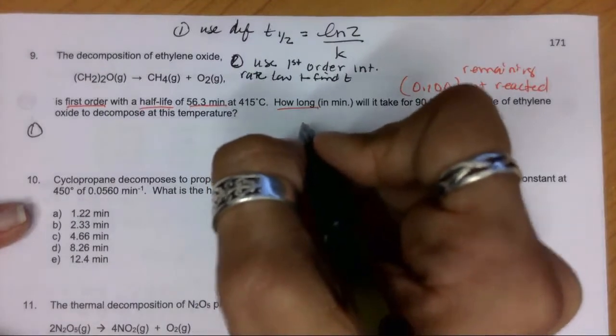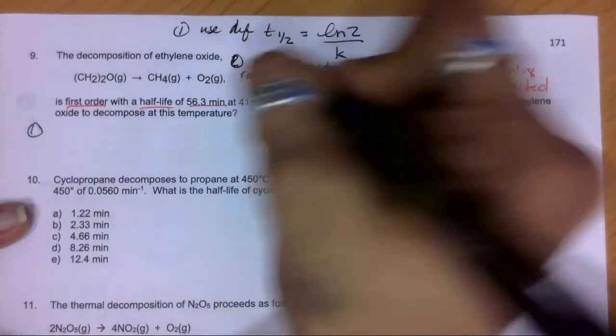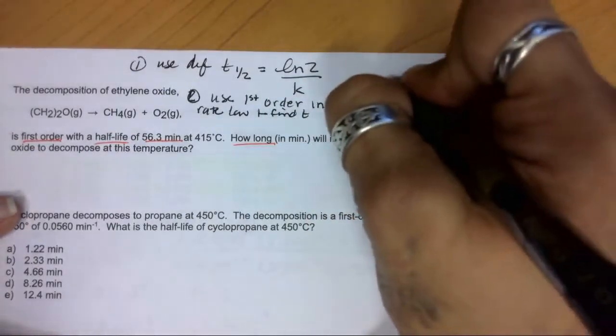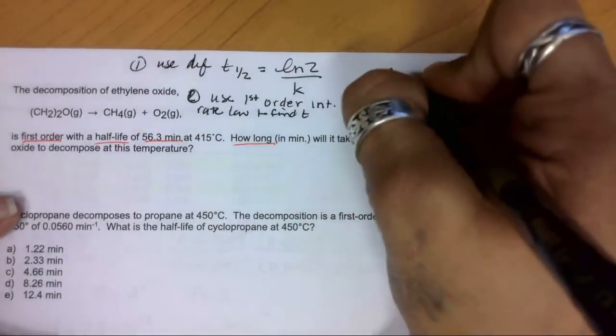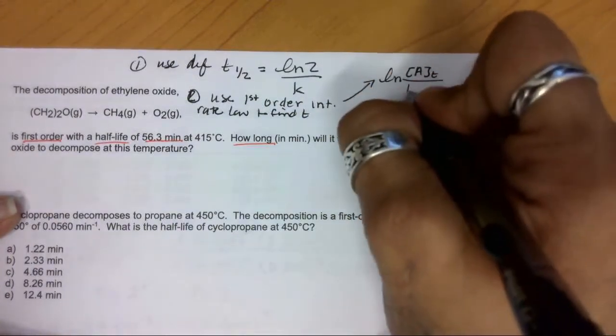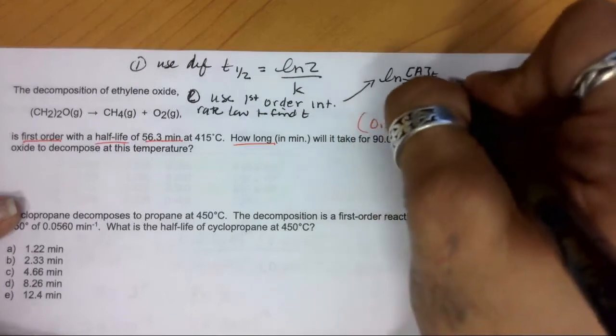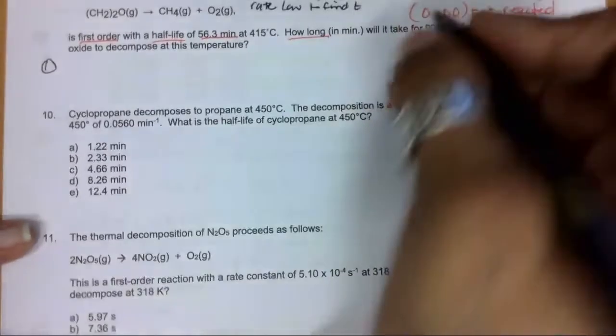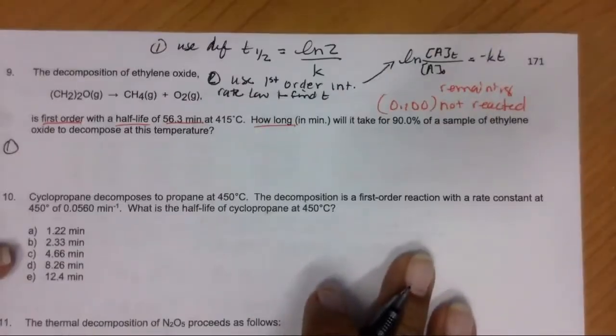And so what are we going to do with this one? What is this reaction? So I'm just going to kind of draw a thing up here so I don't have a lot of room here. It's the natural log of the concentration of A at time t over the initial concentration of A is equal to negative kt. Okay? Alright, that's what we're going to use, these two.